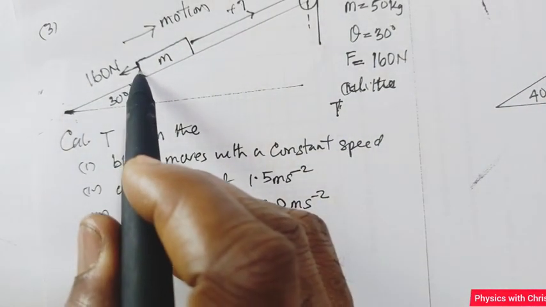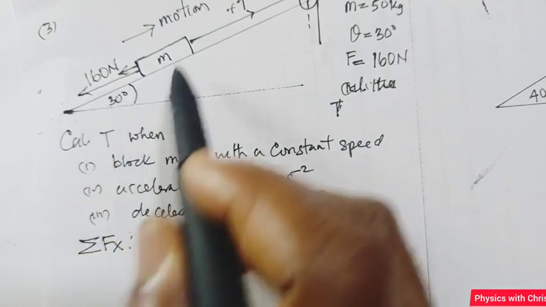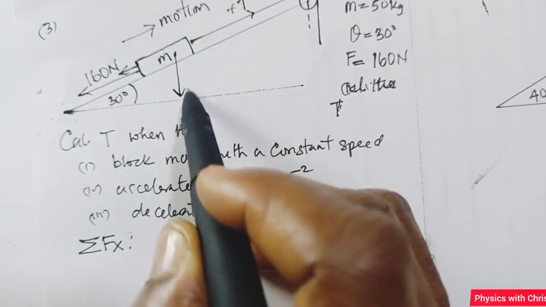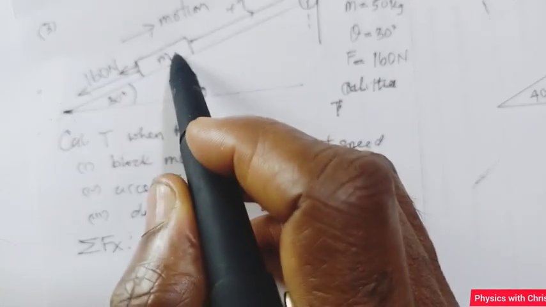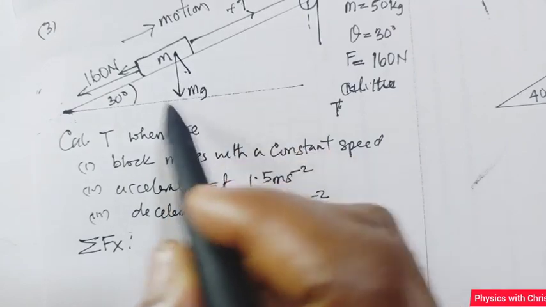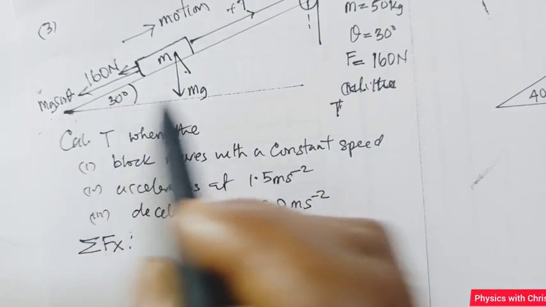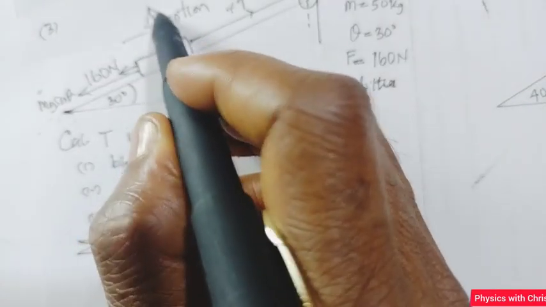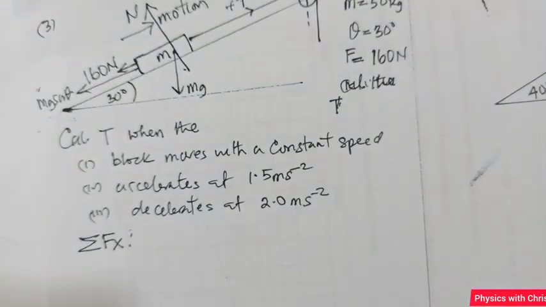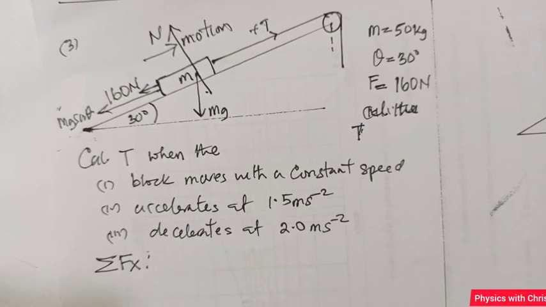Recall that I need to include one more force, and that is the component of the weight. The weight of the body is mg. If we resolve that along the plane, it is mg sine theta. Of course, you recall there's another force I need to include. That is the normal force, the normal reaction. So I have that.